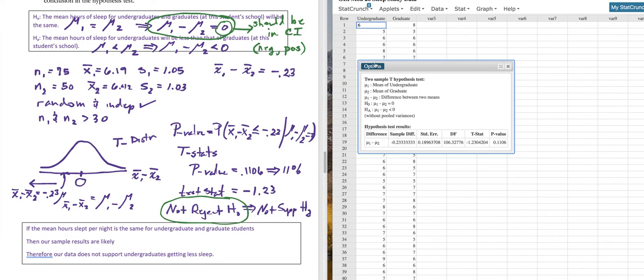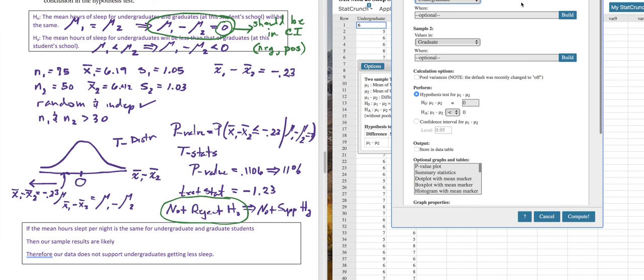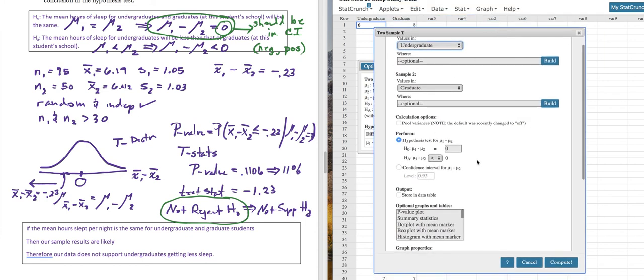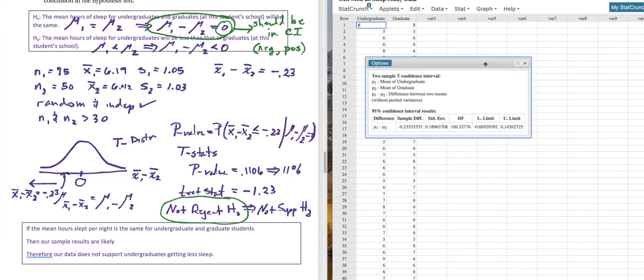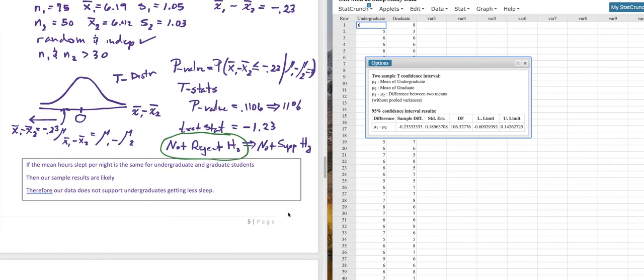So let's go over. Let's make our confidence interval. Remember, we can just go to the options screen because it happens in the same function here. Instead of hypothesis testing, we will click to construct that confidence interval, click compute, and there we go. So we see that our confidence interval, our left-hand endpoint is negative 0.609, and then the right-hand endpoint is 0.143.